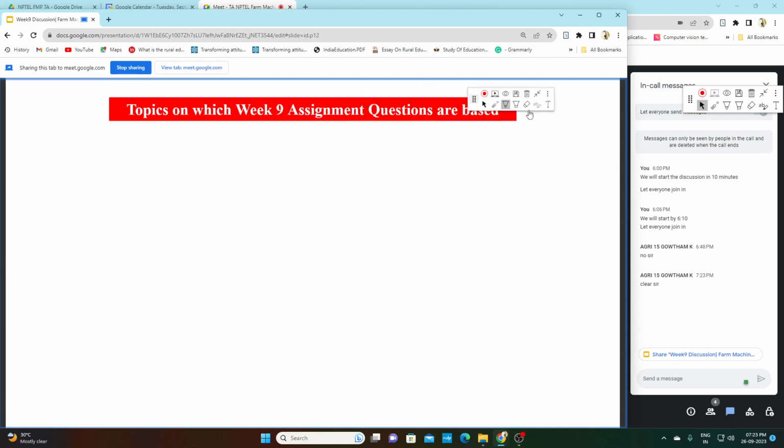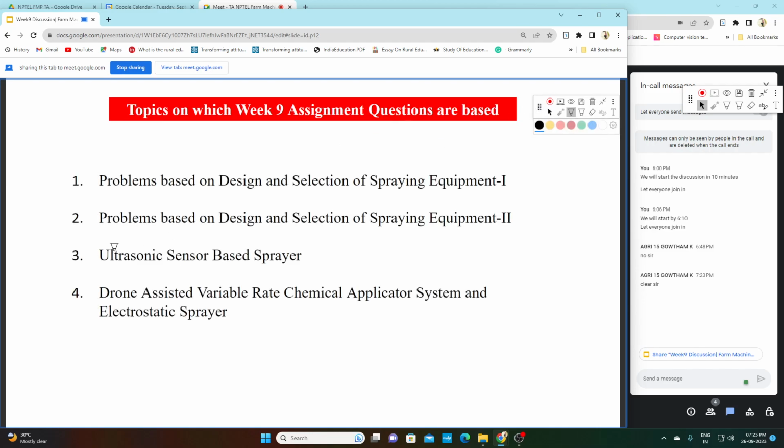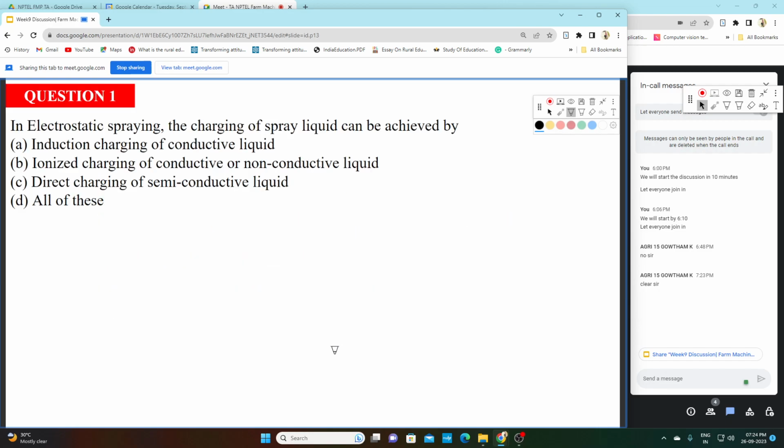Okay, now we will move to the assignment questions, and this week's assignment questions are based on problem based design and selection of spraying equipment 1 and 2. Third is ultrasonic sensor based sprayer, and fourth is drone assisted variable rate chemical applicator system and electrostatic sprayer. So this is the first question.